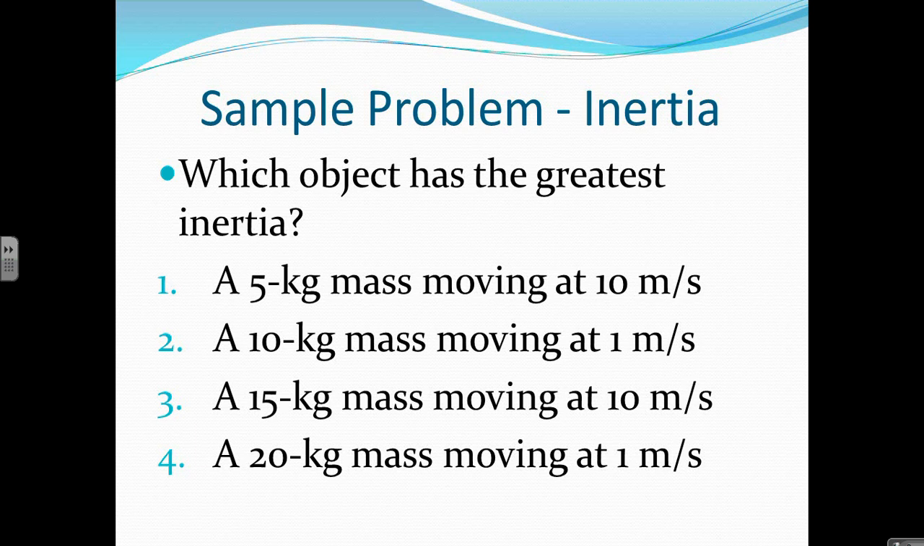In this next example, we want to know which object has the greatest inertia. A 5 kilogram mass moving at 10 meters per second, a 10 kilogram mass moving at 1 meter per second, a 15 kilogram mass moving at 10 meters per second, or a 20 kilogram mass moving at 1 meter per second. All the velocities that are given here, the 10 or the 1 meters per second, are irrelevant. The only thing that determines inertia is the mass of the object. So the 20 kilogram mass is the object, regardless of its speed, with the greatest inertia.